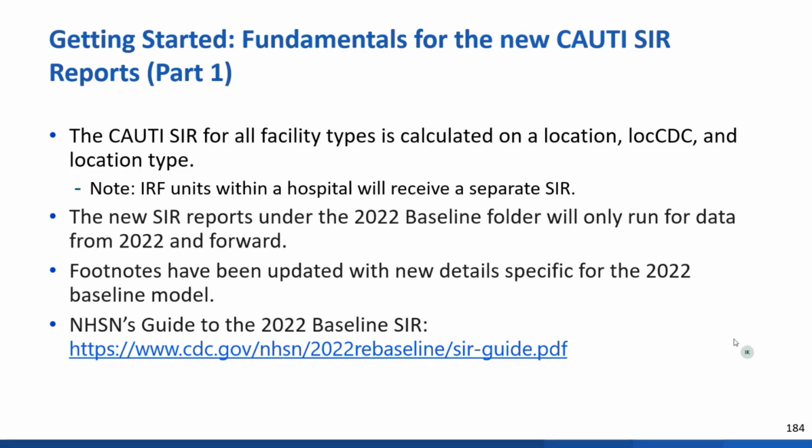One key change to be aware of is that inpatient rehabilitation facility or IRF units that are part of a hospital will now receive a separate SIR. This is a shift from the previous reporting where IRF units may have been included in the broader facility level data. Also keep in mind that the new SIR reports under the 2022 baseline folder will only generate for data from 2022 and onward. They are not compatible with pre-2022 data because of the changes in the baseline model and the risk adjustments.